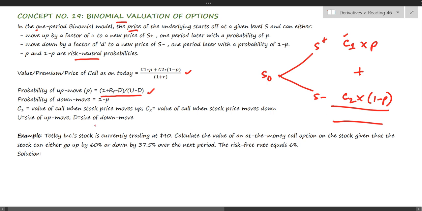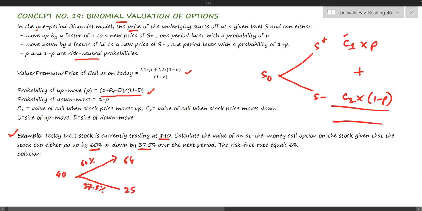Let us understand this with the help of an example. This company's stock is trading at $40. We want the value of an at the money call option on the stock, given that the stock can either go up by 60% or go down by 37.5%. Currently the stock is trading at 40. It can go up by 60%, which means the value can become 64, or it can fall by 37.5%, which means the value can fall to 25.